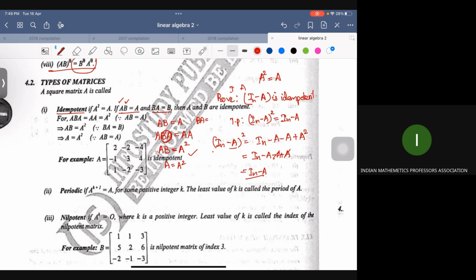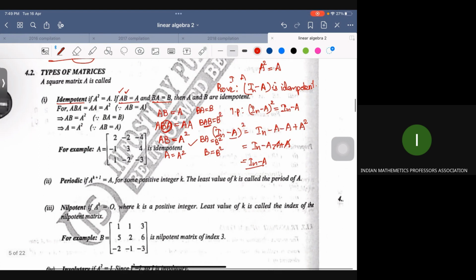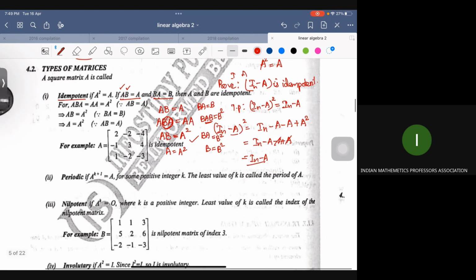Here BA is equal to B. Post multiply with B, we get BAB equal to B square. AB is nothing but A, so BA equal to B square. Again BA is nothing but B, so B square equal to B. So hence the matrices A and B are idempotent. If AB equal to A and BA equal to B, then A and B are idempotent. Please remember these matrix names. Idempotent means A square equal to A. Example, this is an idempotent matrix.